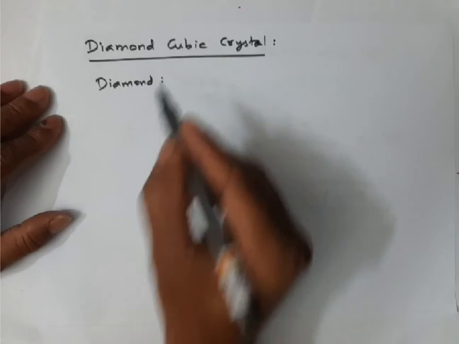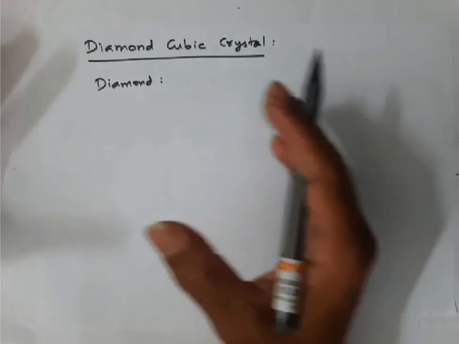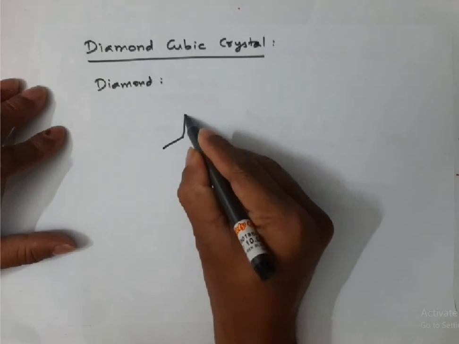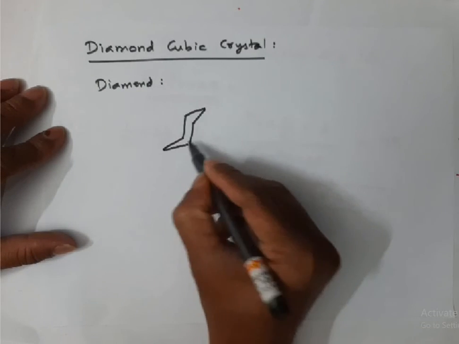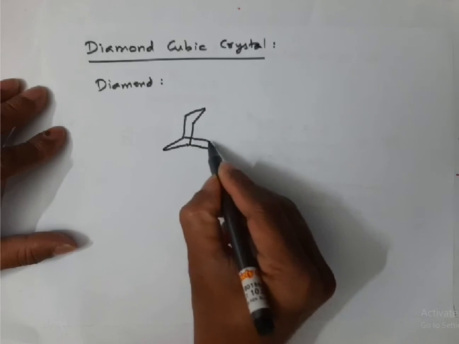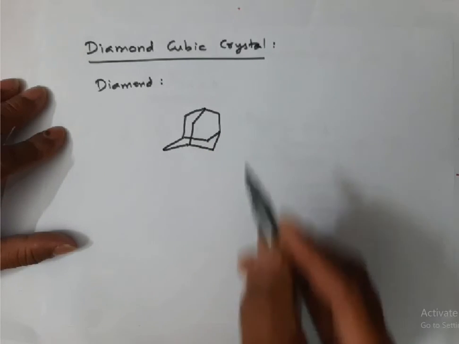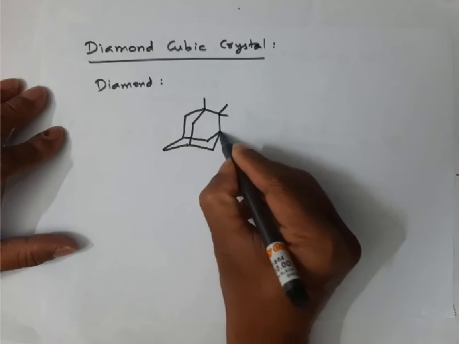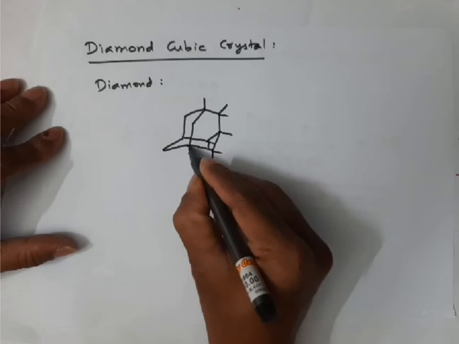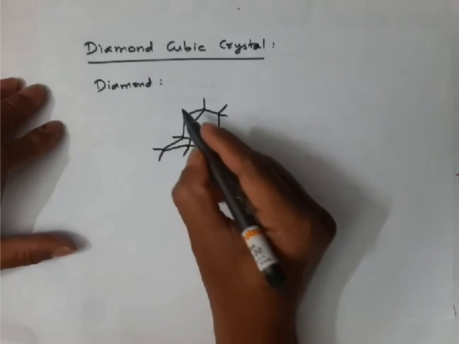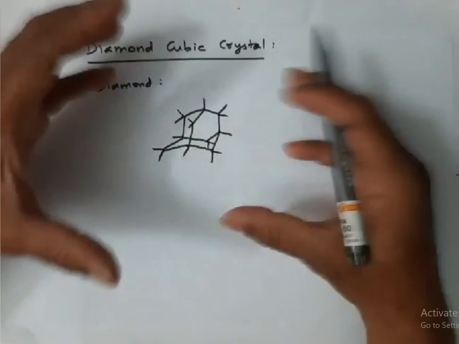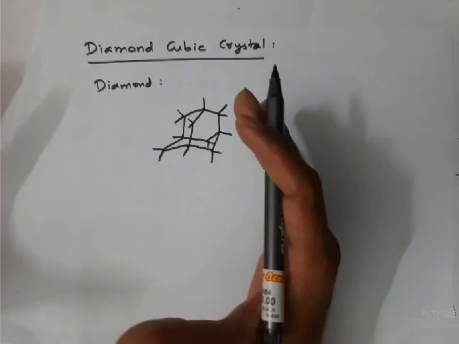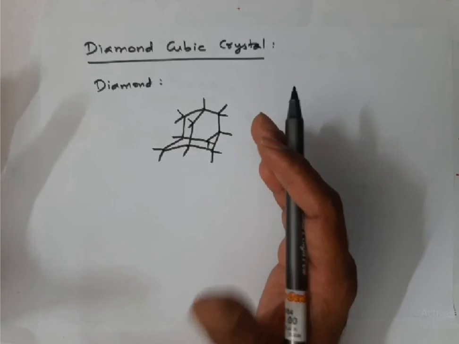And I have also told you in diamond we have many adamantine units. Let me just draw that to make you remember. We have already discussed this, right? This is called adamantine unit. If you extend the adamantine unit like this, you can make many adamantines together. If many adamantine units combine together, you will get what is called diamond.